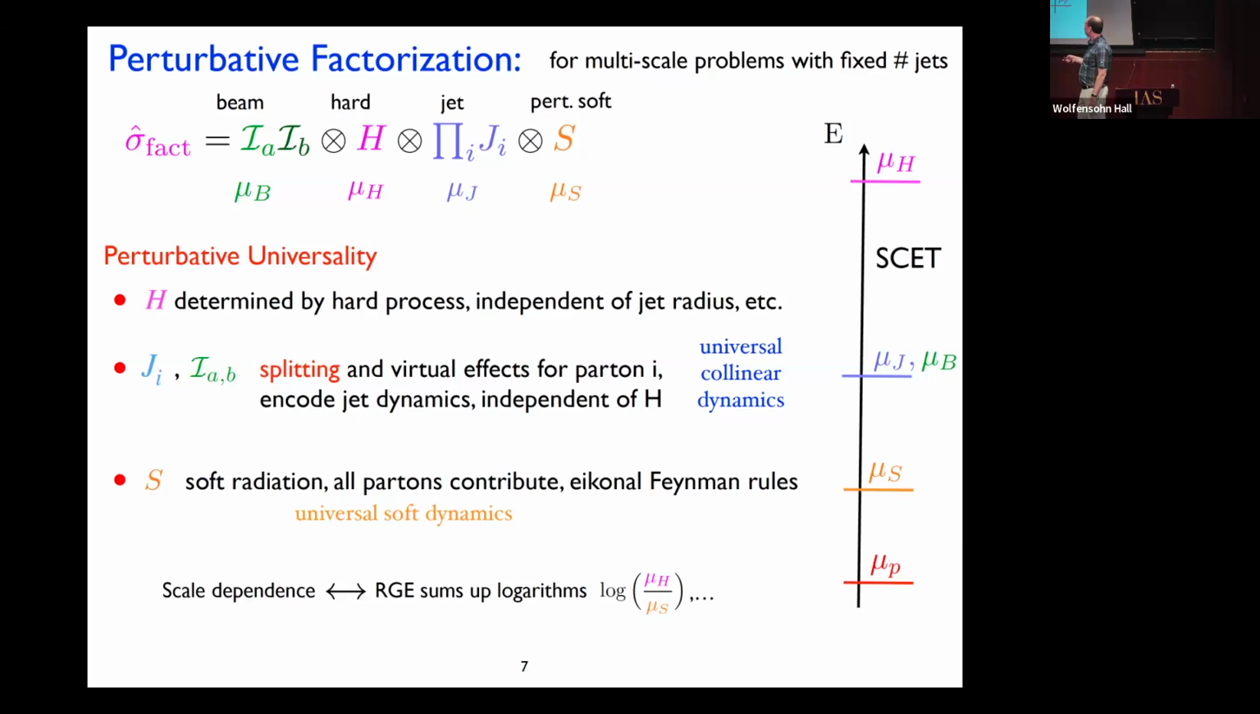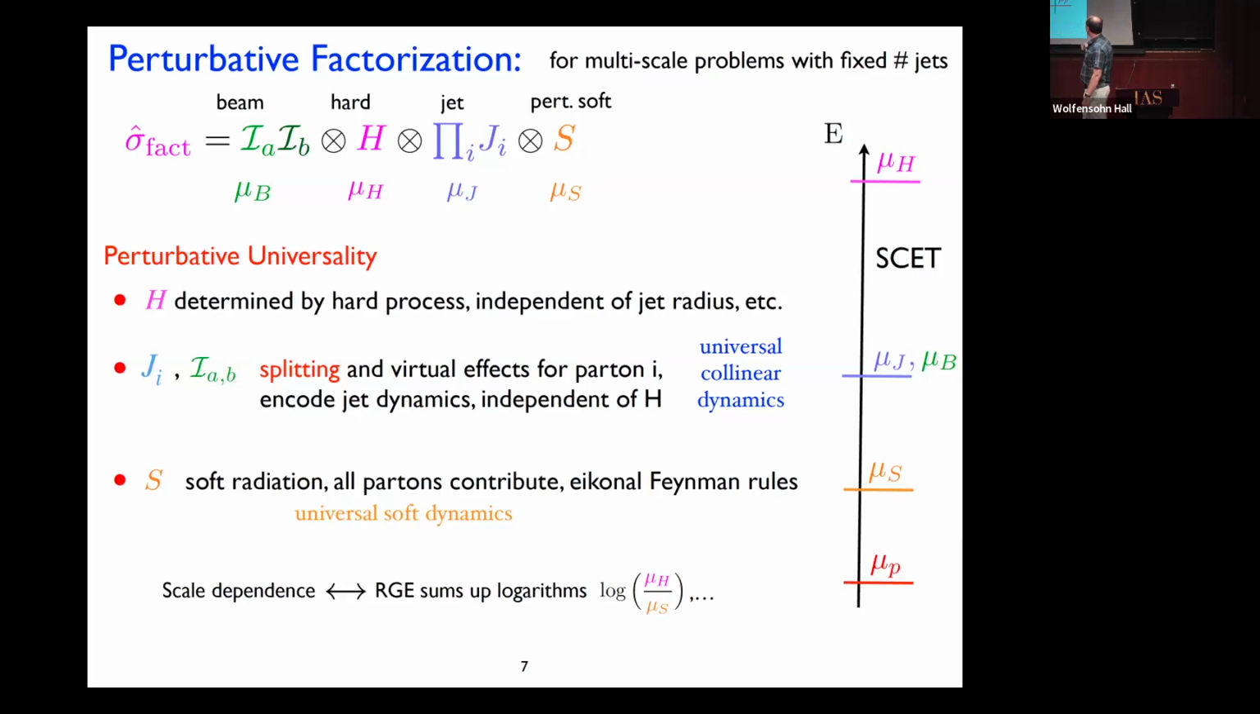On the other hand, these functions here do depend on what you're measuring in the final state. The collinear dynamics, the jet radius, things like that will show up in this so-called jet function or these initial state jet functions. And then finally, there's maybe some soft radiation in the problem, and it can also have some universality to it. It could be the same. And I'll just talk a little bit about that in a minute.